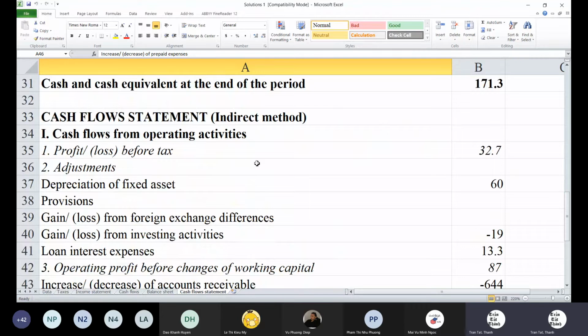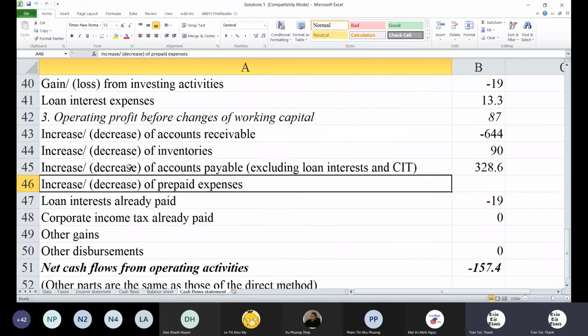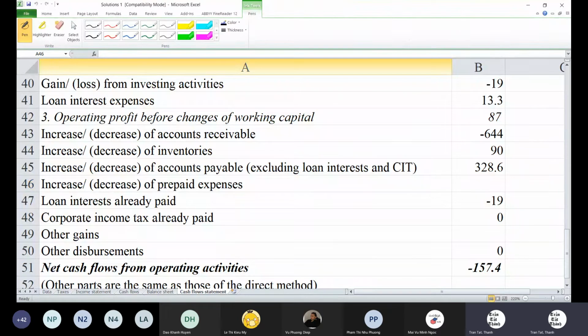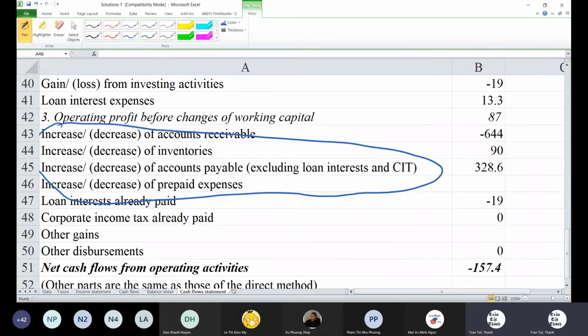But here, when you start from the income statement, for example, you take the profit and loss before tax here to calculate the net cash flow, then you have to consider the change in net working capital, including the increase or decrease of account receivable, increase or decrease of inventory, increase or decrease of account payable, etc. Okay, that one is what we call the changes in net working capital. That's what we are considering here.